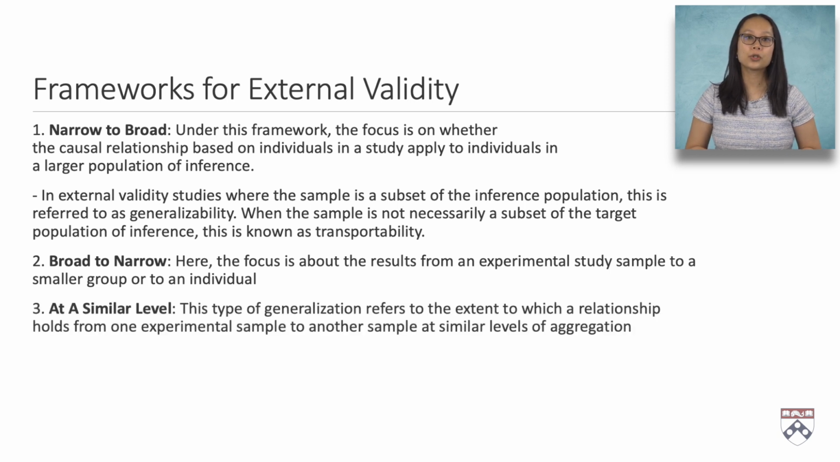And then finally, the third framework for external validity is known as generalizing or thinking about units at a similar level. And this type of generalization refers to the extent to which a relationship holds from one experimental sample to another sample at similar levels of aggregation. So if we were to conduct a study in a single school, for example, then an example of a similar level of generalization would be to apply the results to students in a different school, but still at the school level.